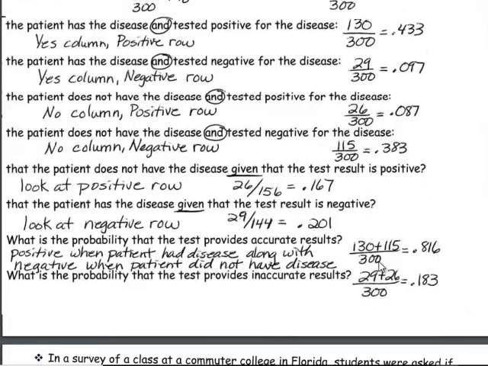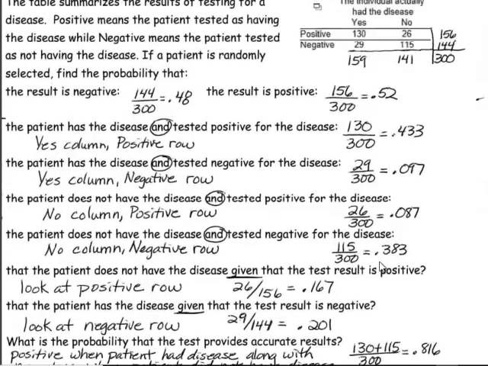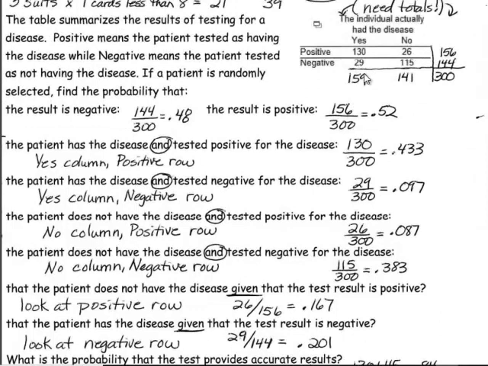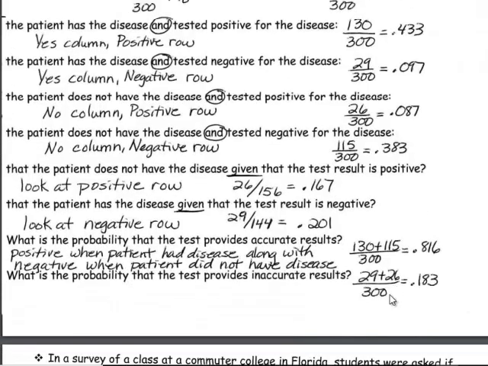What is the probability that the test provides inaccurate results? So when we look back at this, looking at the totals again, out of all people taking the test, we had 29 that actually had the disease but tested a false negative, and then we had 26 that did not have the disease but tested a false positive. So these are diagonally from each other. 29 plus 26 divided by 300 is how you would get that probability.